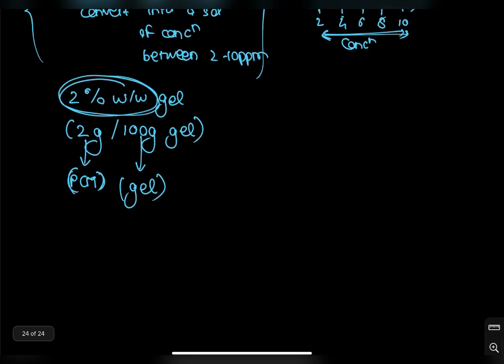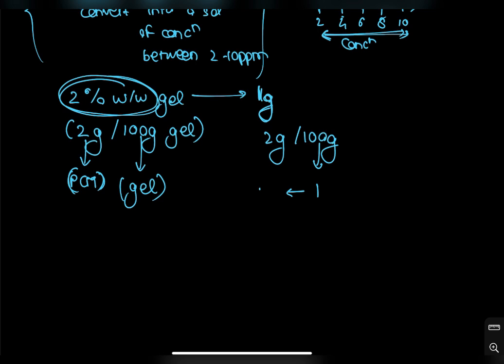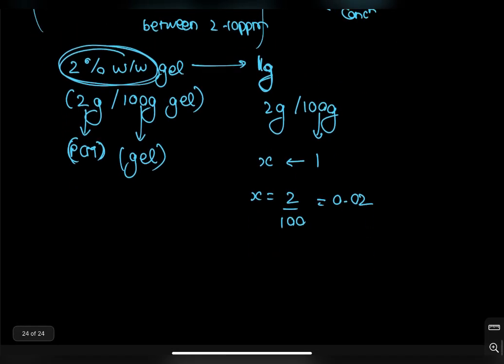Okay, so for this 2% gel, let's say we take 1 gram of it. We know that there are 2 grams in 100 grams. Then in 1 gram, how much can there be? So we just cross multiply. This is pretty straightforward: 2 by 100 gives you 0.02. So we take 1 gram of gel, which gives us 0.02 grams of the drug, which is paracetamol.